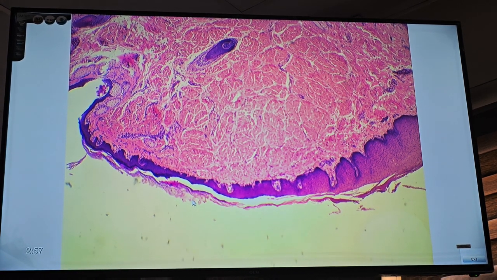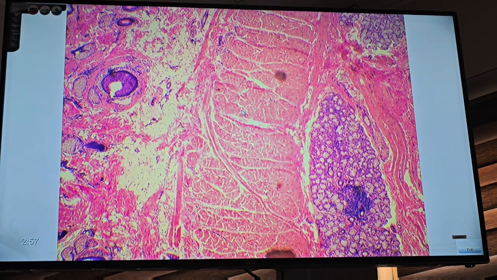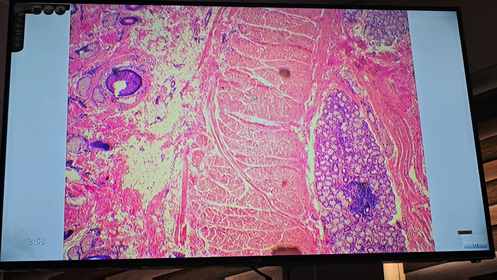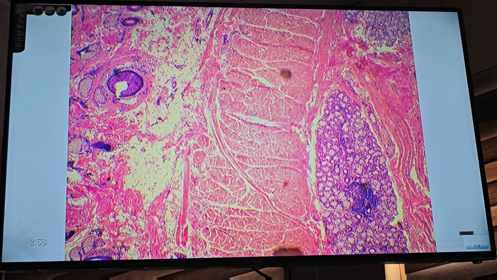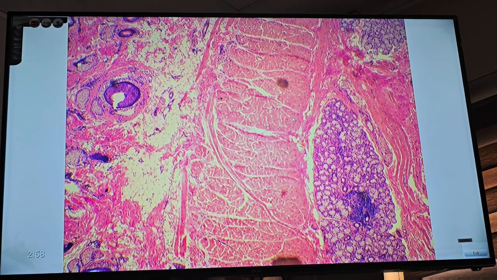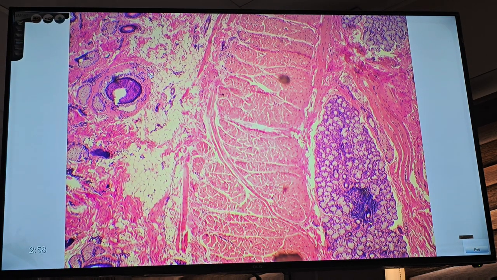The core of each lip is occupied by striated muscle called orbicularis oris muscle. This is the core of the lip, orbicularis oris muscle. On this side is oral mucosa, and on this side is thin skin.